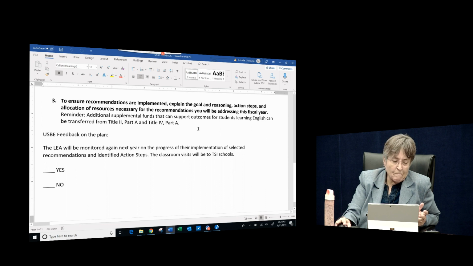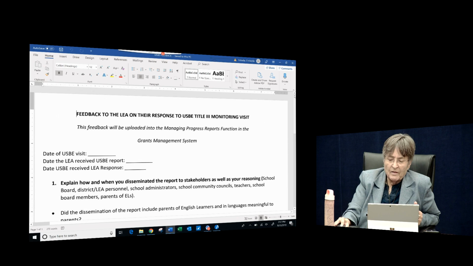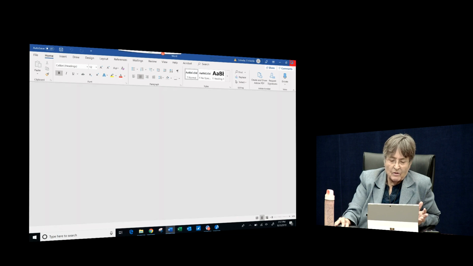Okay, so then, feedback on the plan. The LEA will be monitored again next year on the progress of their implementation of selected recommendations and identified actions. The classroom visits will be to TSI schools. And then I will write yes or no, and probably with an explanation. So it's a really simple format to help give people feedback on the actual responses to the visit.